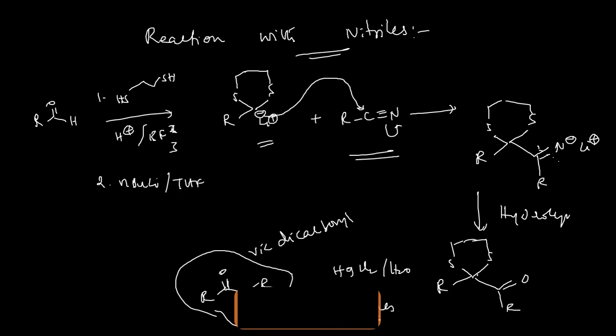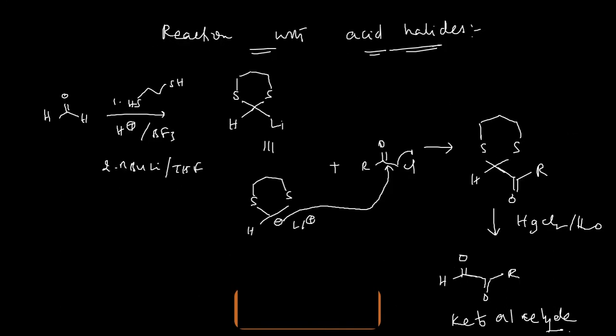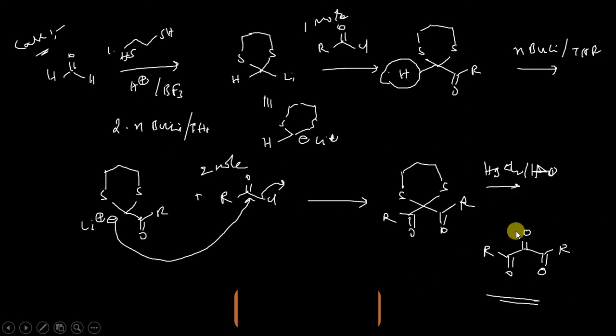The other application is the reaction of lithiated 1,3-dithianes with the acid halides. Generally, the reaction of this lithiated 1,3-dithiane with acid halide gives you monoacylated 1,3-dithiane. Upon hydrolysis, it gives you keto aldehyde. This is one case. In another case, this monoacylated 1,3-dithiane, if you treat with another mole of base, it abstracts the proton and gives you an anion, that is a nucleophile. It reacts with the second mole of acid halide and gives you 1,2,3 triketones upon hydrolysis.